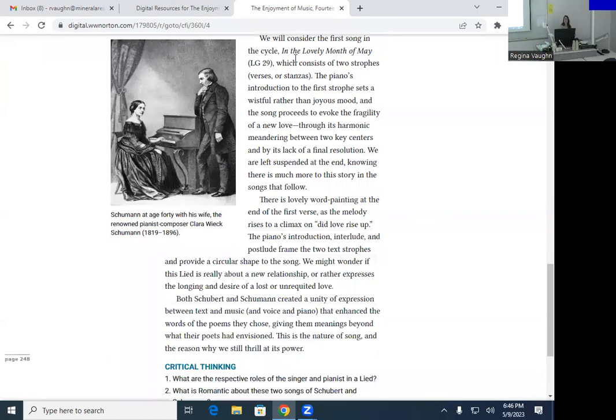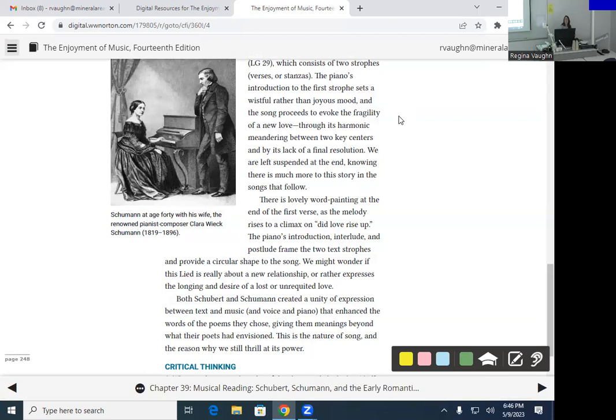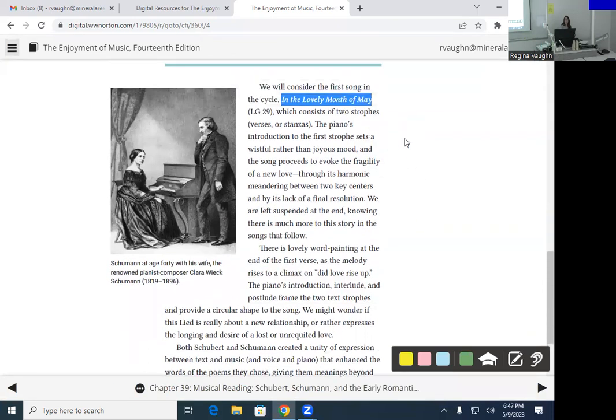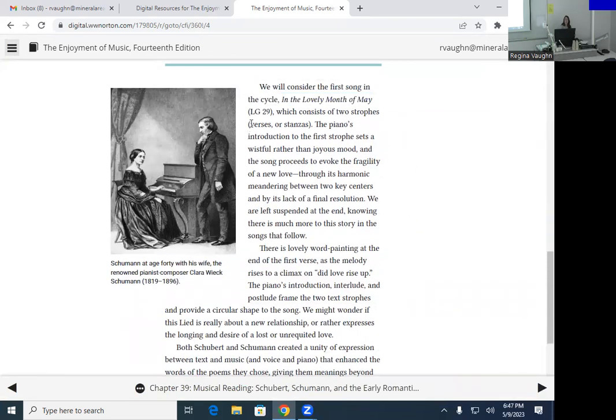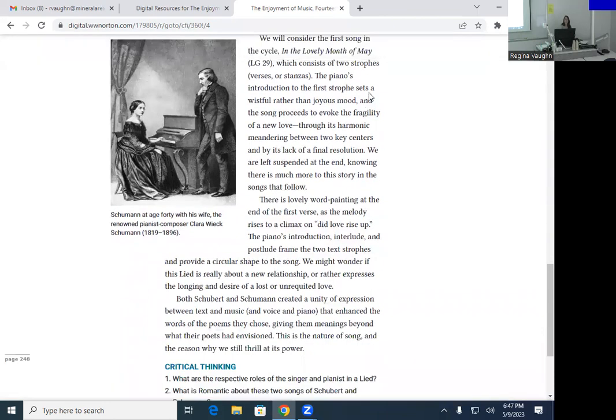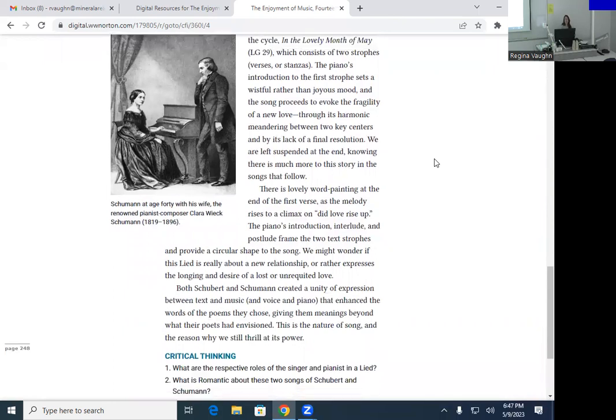So we're going to hear the first song in the cycle Dichterliebe called The Lovely Month of May. It has 2 strophes, which today we would call verses or stanzas. And the piano's introduction to the first strophe sets a wistful, rather joyous mood, and it seeks to evoke the fragility of new love.